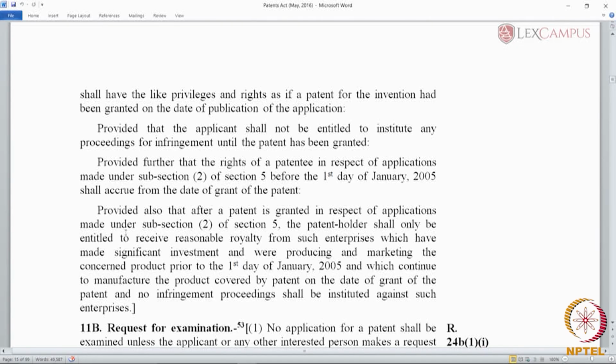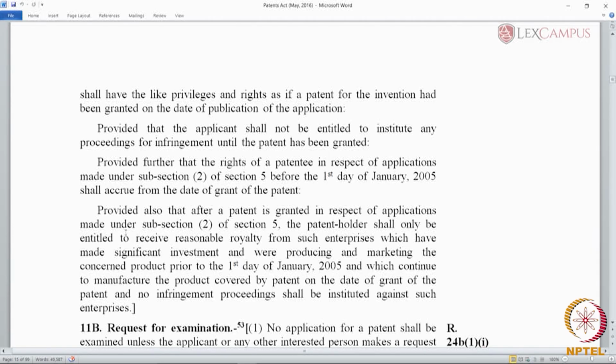So, that is the reason the proviso says that an applicant shall not institute any proceedings until the grant of a patent, which means an applicant cannot file an infringement suit, only a patentee can file an infringement suit. So, a person who files an application is called the applicant up until the patent is granted. Upon the grant, he is called a patentee or a patent holder. So, only a patentee or a patent holder can file an infringement suit.